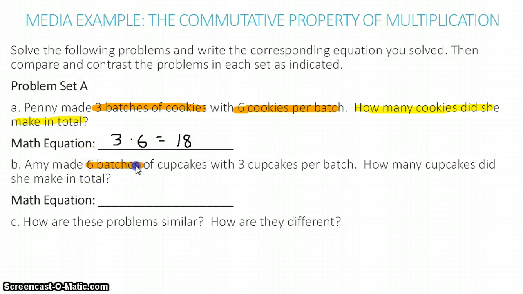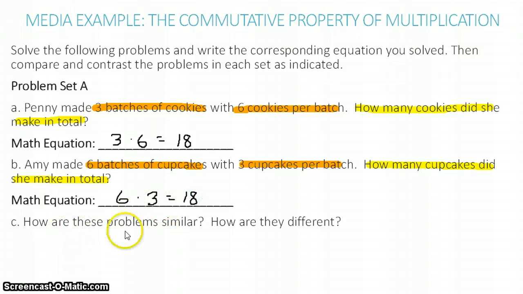Amy made 6 batches of cupcakes with 3 cupcakes per batch. And then we want to know how many cupcakes did she make in total. So this would be 6 copies or 6 groups of 3 cupcakes, which would be 6 times 3, which is also 18.